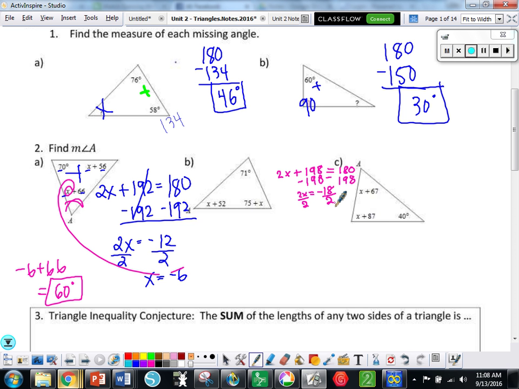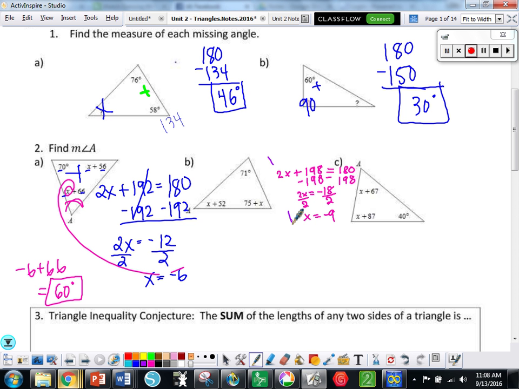Raise your hand if you got -9. Right, will you write that for me? X equals -9. So this first part's right. Now if I were grading a test and this was worth 3 points, this is how I would grade it. I would give you 1 point for adding them up, setting it equal to 180. If you did something else, you'll lose that point. I give you 1 point for getting x equals -9.